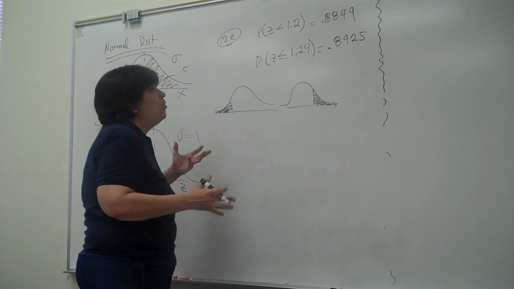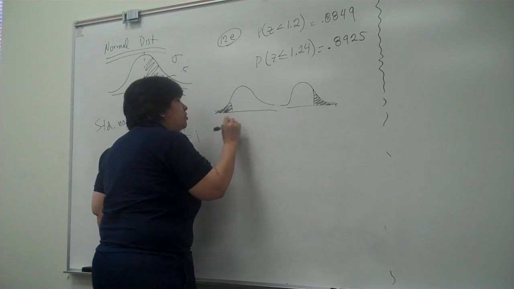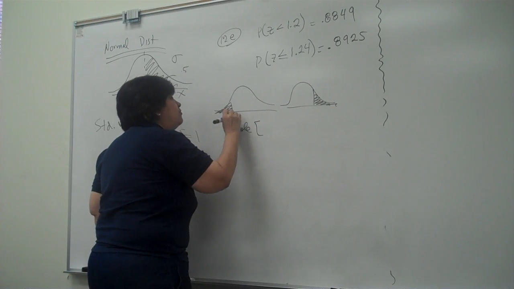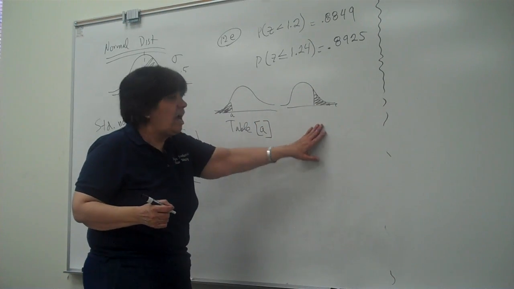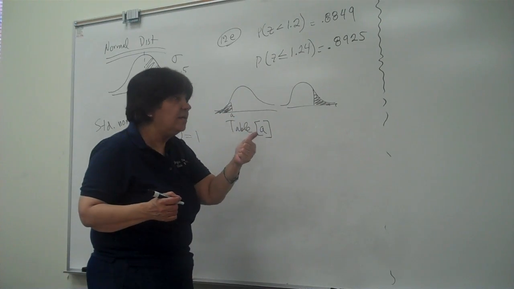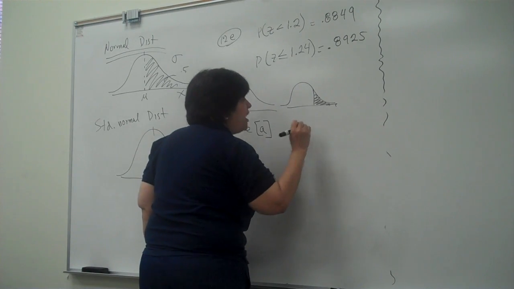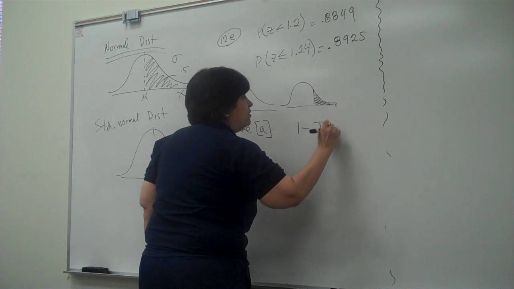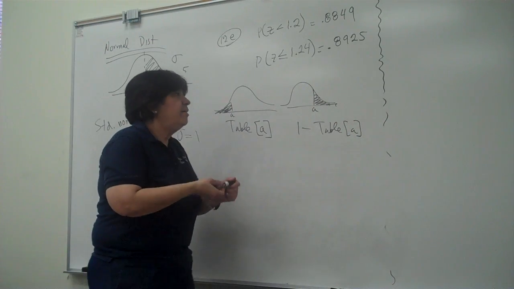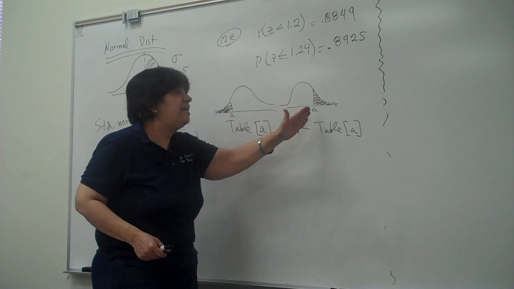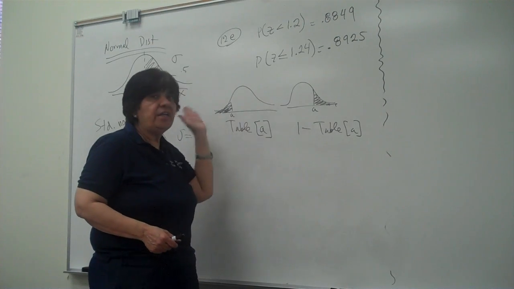What am I going to do in this case? For this case, I go directly to the table and look up the value of A, and that is the probability. What happens here? I know that the whole thing is equal to 1, and I'm looking for this part, so it has to be 1 minus what is in the table for A. It doesn't matter where A is located. A can be on the positive side or the negative side, and the same thing here.